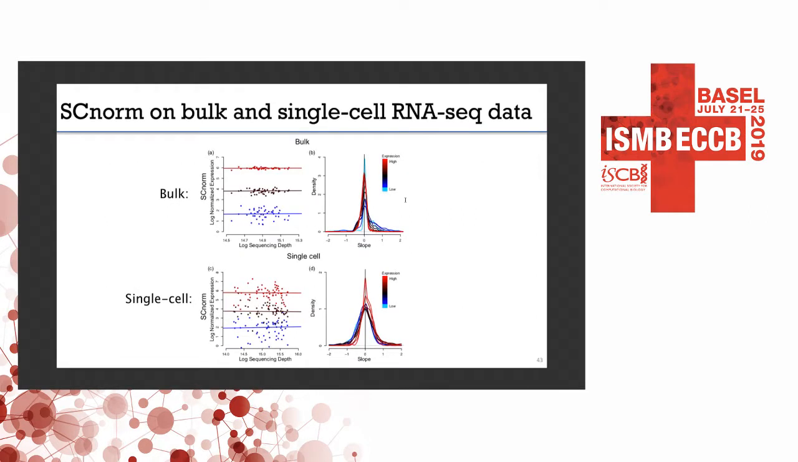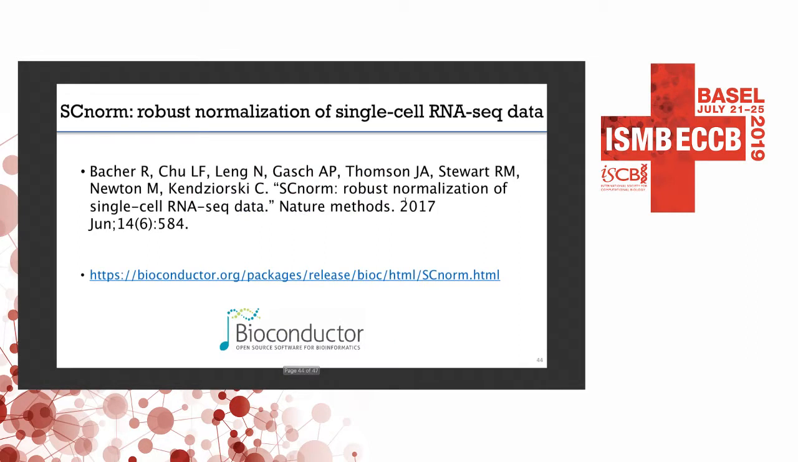Here's, again, that same single-cell RNA-seq data set and bulk data set using SCnorm. Now you can see the lines here are parallel at zero, and these are also parallel at zero. So we're normalizing both types of data effectively. And this is available in Bioconductor. It's called SCnorm.